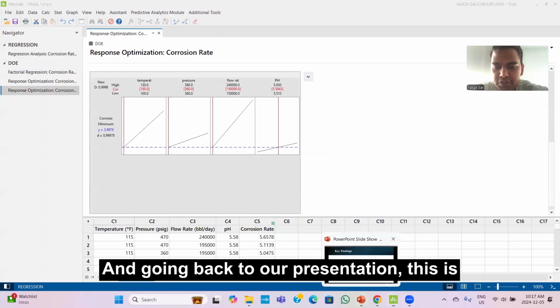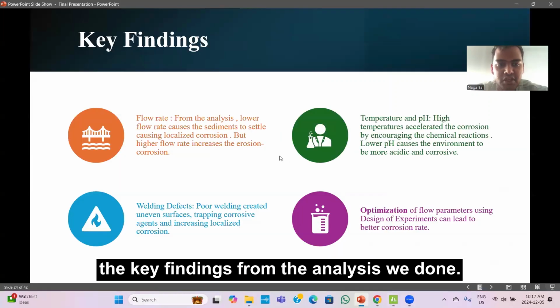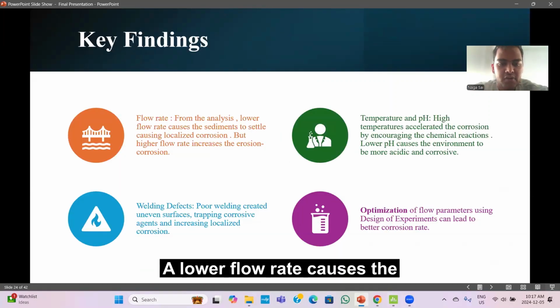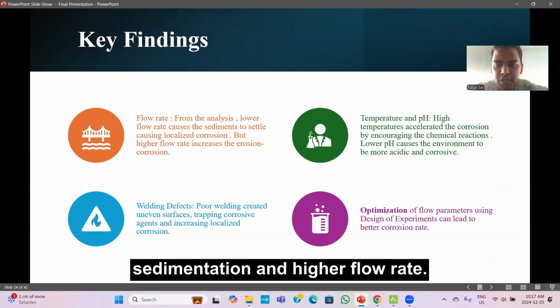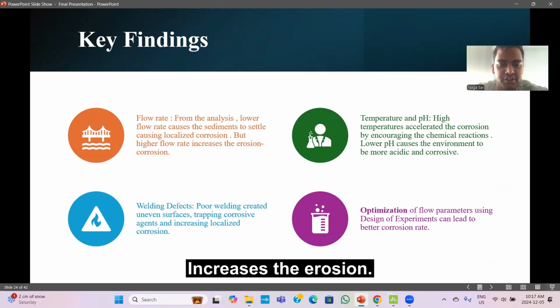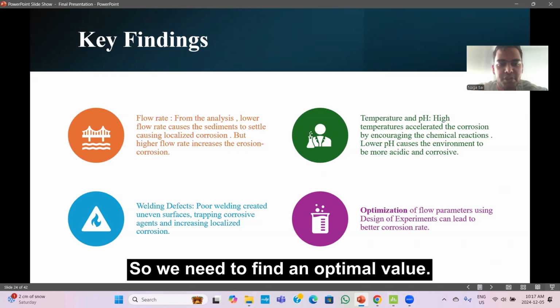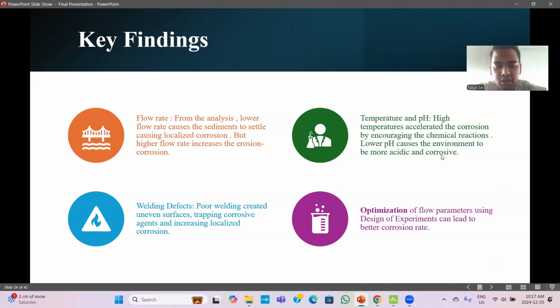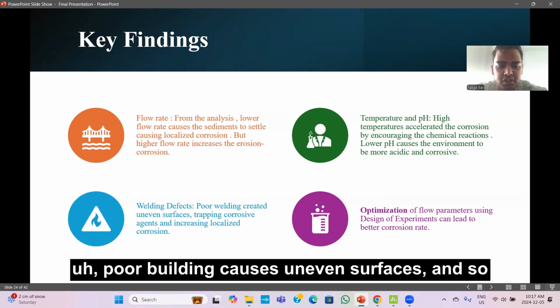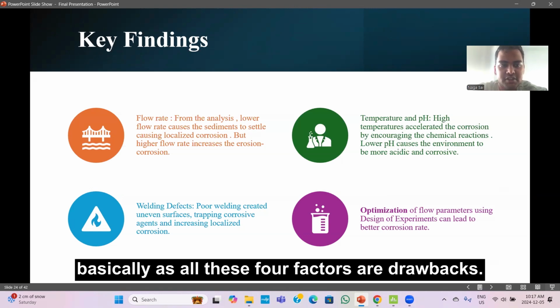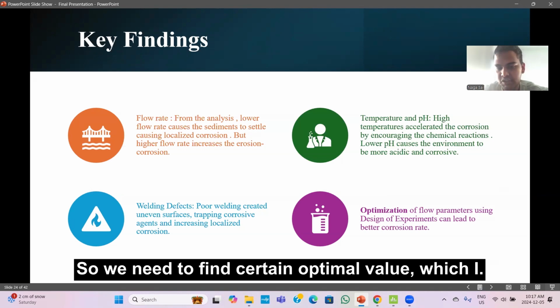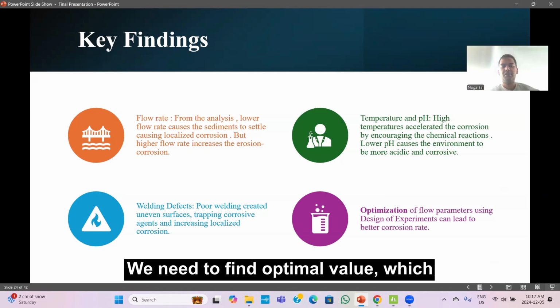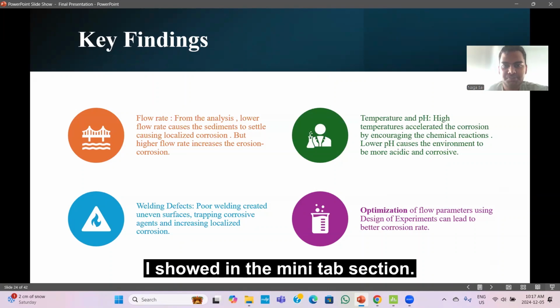And going back to our presentation, these are the key findings from the analysis we did. A lower flow rate causes sedimentation, and a higher flow rate increases erosion, so we need to find an optimal value. Temperature increases the corrosion rate. Poor welding causes uneven surfaces. As all these four factors have drawbacks, we need to find the optimal values, which I showed in the Minitab section.